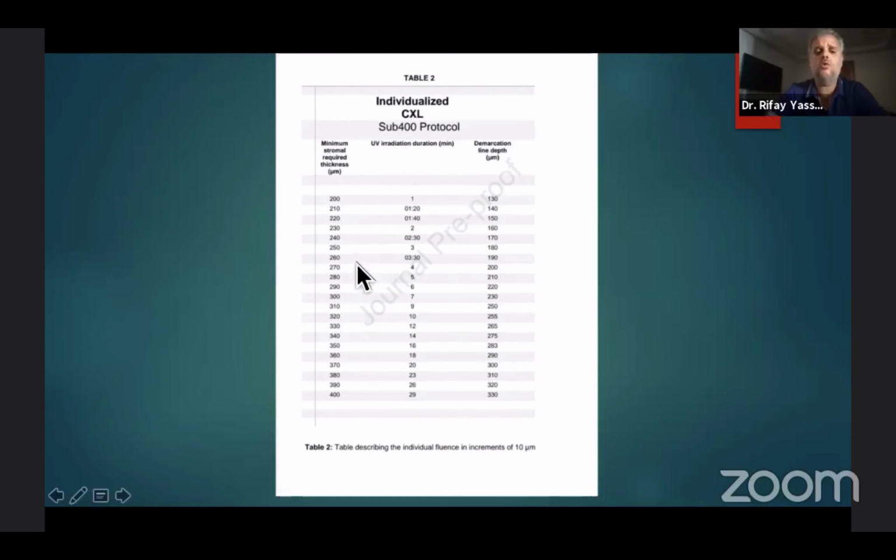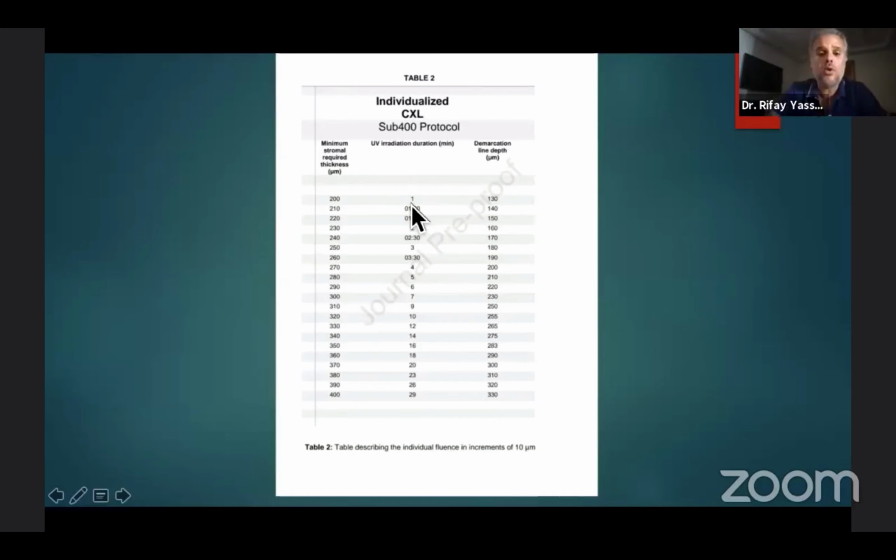So when you go to your OT or the room where you do your cross-linking, you see the stroma, you measure the stroma, and if you have 200 stroma, you put 3 milliwatt, and you put the light for only 2 minutes 30, and you will have a demarcation line of 150. So you can go until 200 microns, and that will have only 1 minute.